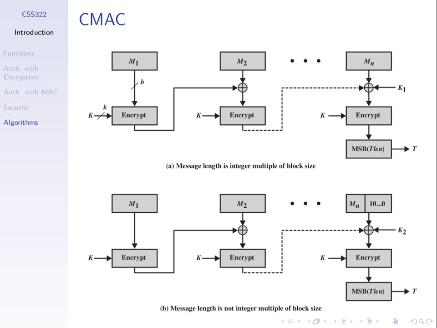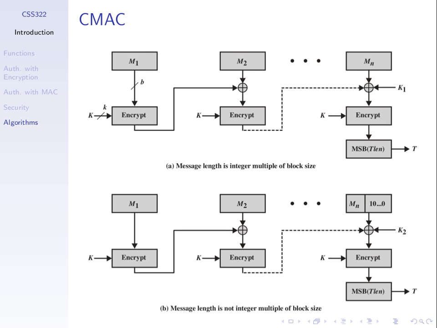This is CMAC. It takes the output from the encryption with key K, and we have an XOR here with a K as well, and we take the most significant bits of a particular length to get our tag as the output.